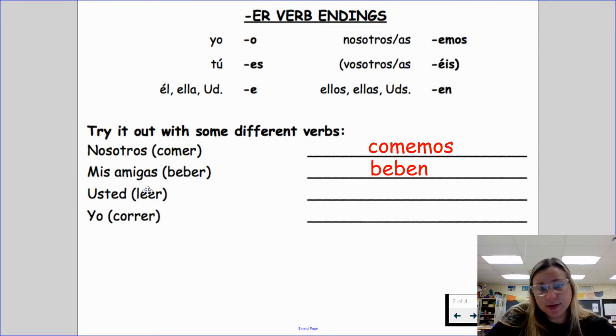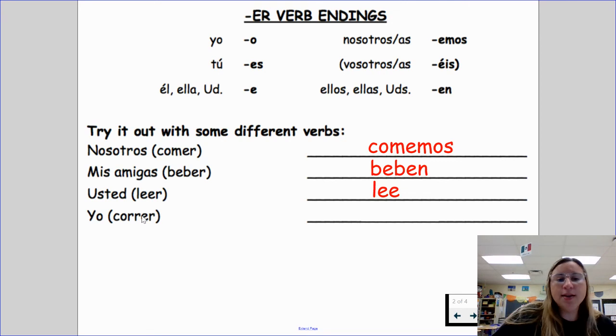How about usted plus leer? Now, even though there's 2 E's in a row, I just chop off the ER. So usted plus leer, usted's right here. Lee. It's not li, not 1 syllable, it's 2 syllables, lee. All right, last one, yo plus correr. Correr means to run. I chop off the ER and I add an O. Yo corro.